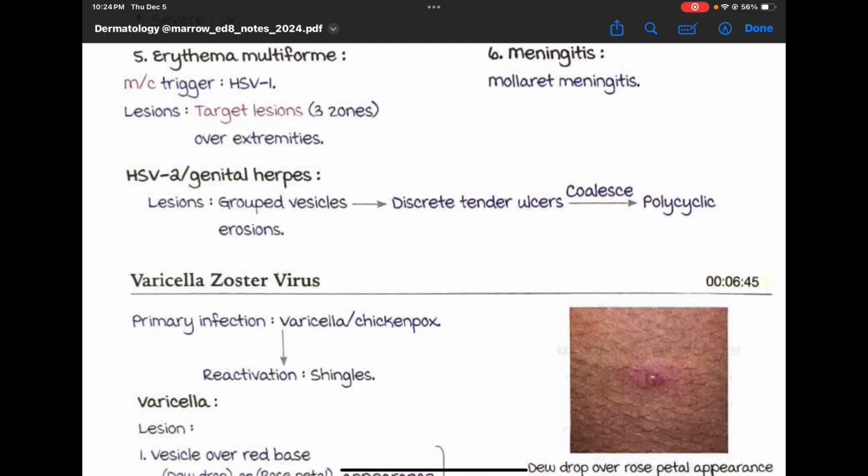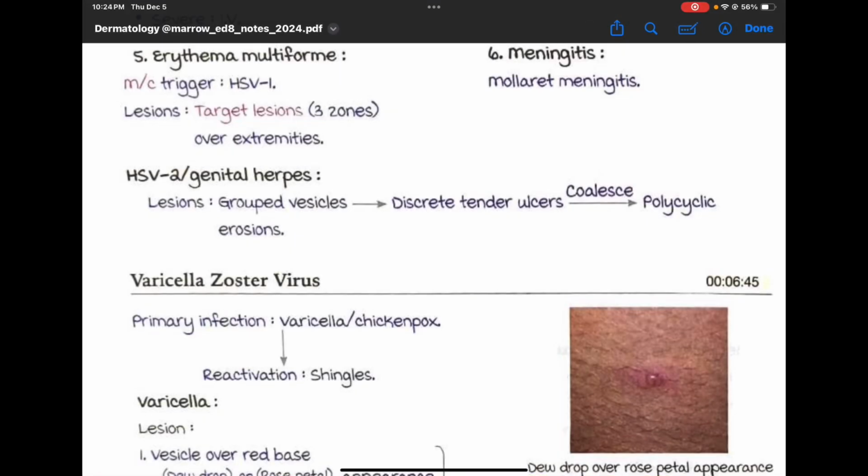Grouped vesicles, discrete tender ulcers. So this is a very differentiating factor. Ulcers are painful. They fuse into each other and coalesce and form polycyclic erosions.